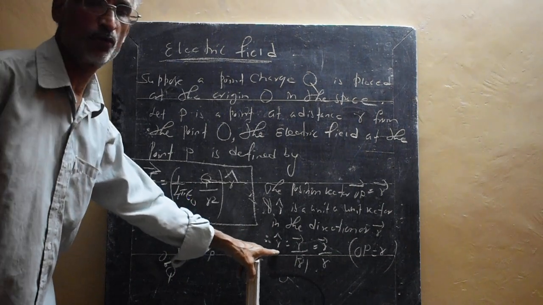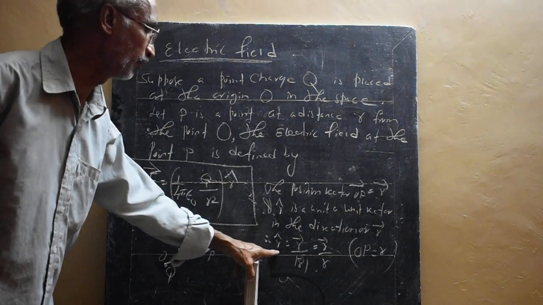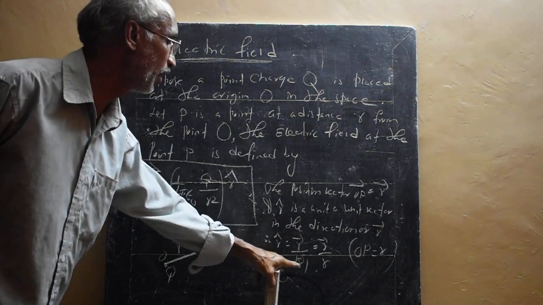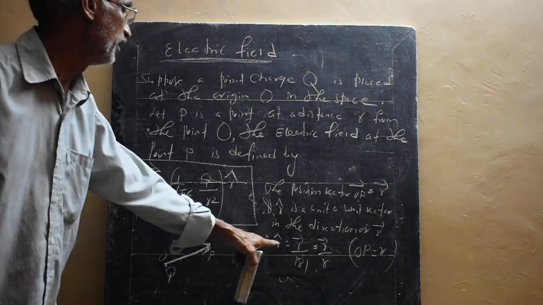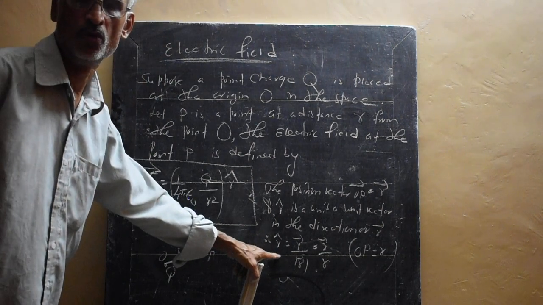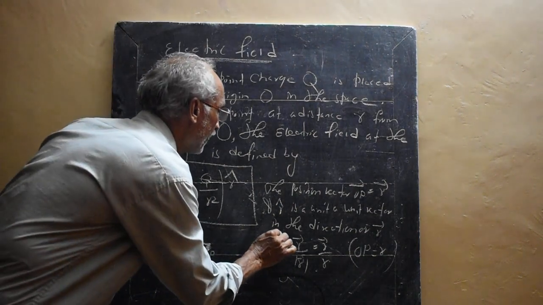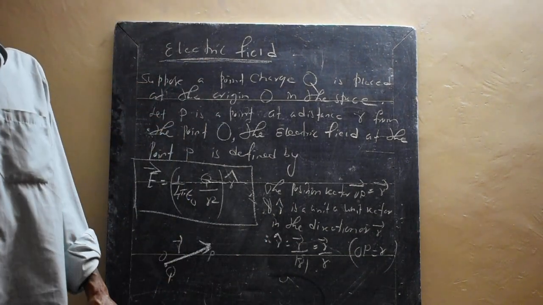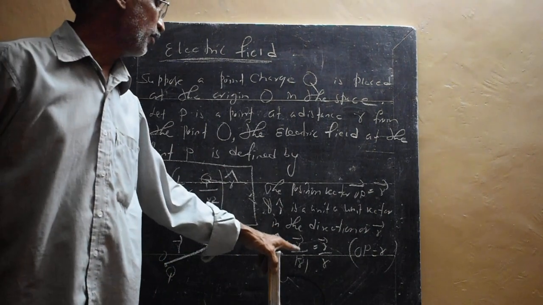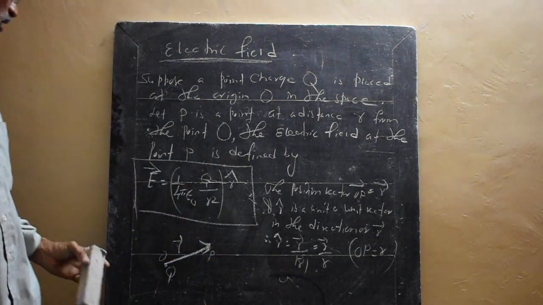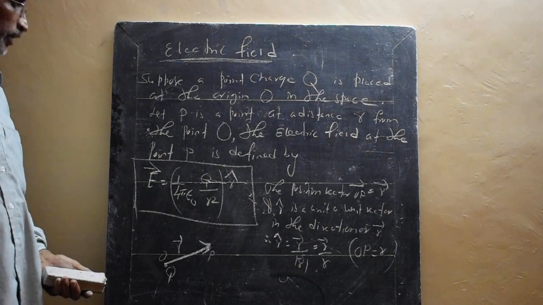Therefore R cap is equal to, you know that the unit vector in the direction of a vector is equal to that vector divided by the magnitude of that vector. It is first-year theory. A cap is a unit vector; the symbol cap indicates a unit vector. A cap is equal to A bar divided by the magnitude of A bar. That is the formula to calculate the unit vector.